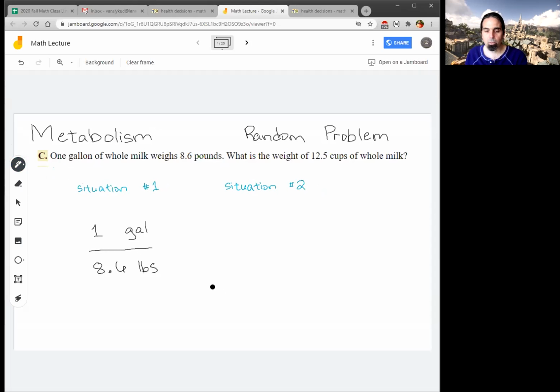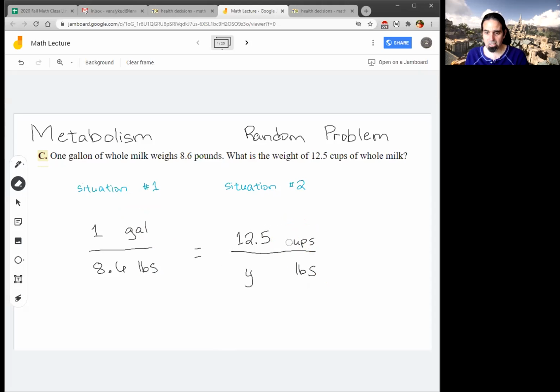At this point, don't write what I'm writing anymore. The other side, we need to have the words match. But if I try to keep going, it says, again, don't write this, 12.5 cups is how many pounds? So the pounds match, but the words on top don't. So we need to either get rid of the cups and make it gallons, or get rid of the gallons and make it cups.